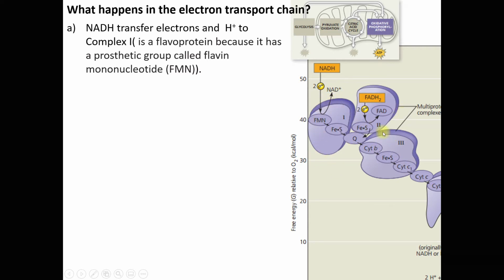Okay, so first NADH, right, transfers electrons and protons to the complex 1, right? So after NADH transfers these electrons and protons to complex 1, the NADH becomes NAD plus. Okay, the NADH is oxidized to NAD plus.